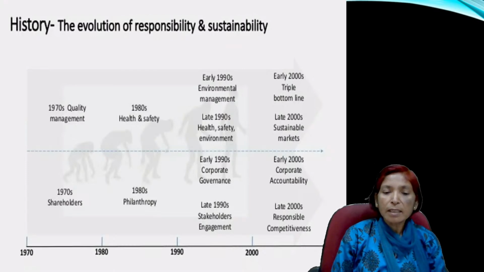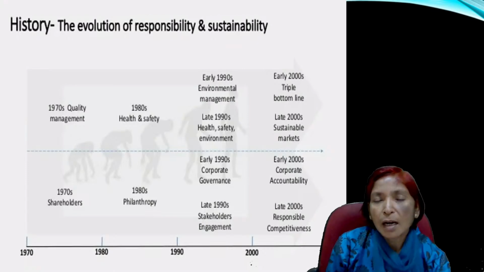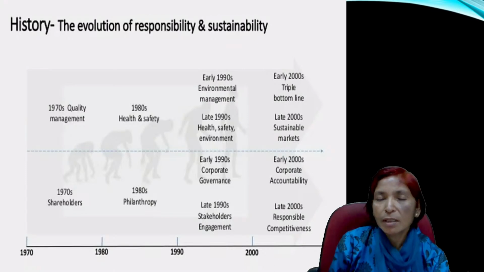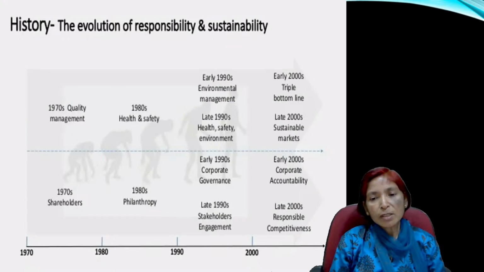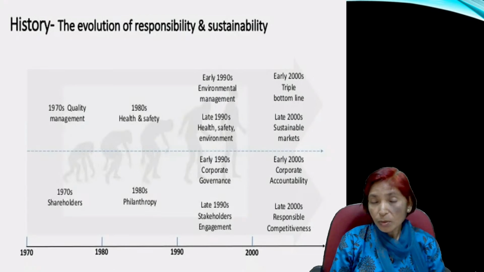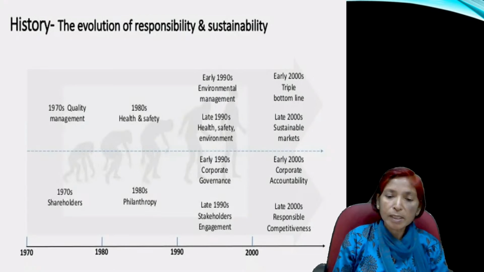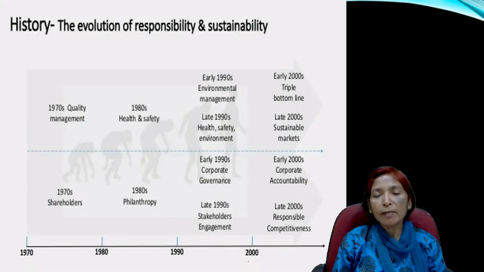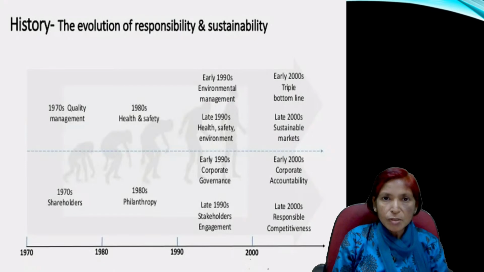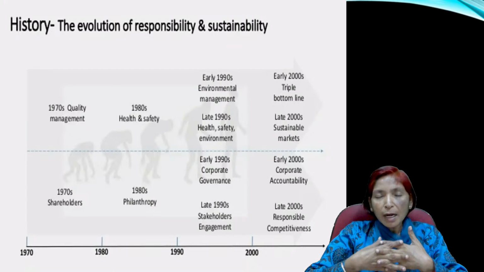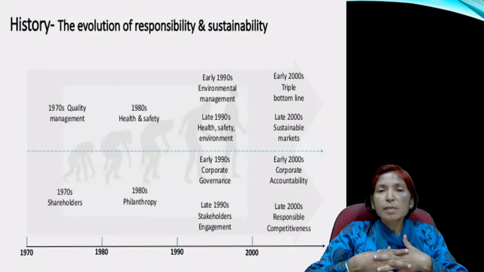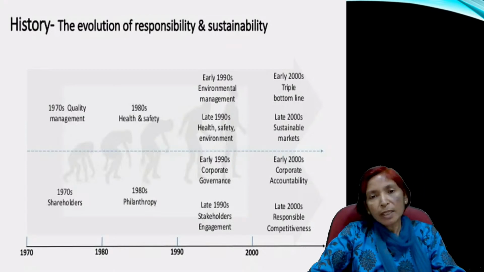And in the late 1990s, stakeholder engagement was also included in corporate social responsibility. And in the early 2000s, corporate accountability was also included, and in the late 2000s, responsible competitiveness was also included in CSR. So these are the main reasons behind the evolution of responsibility and sustainability.